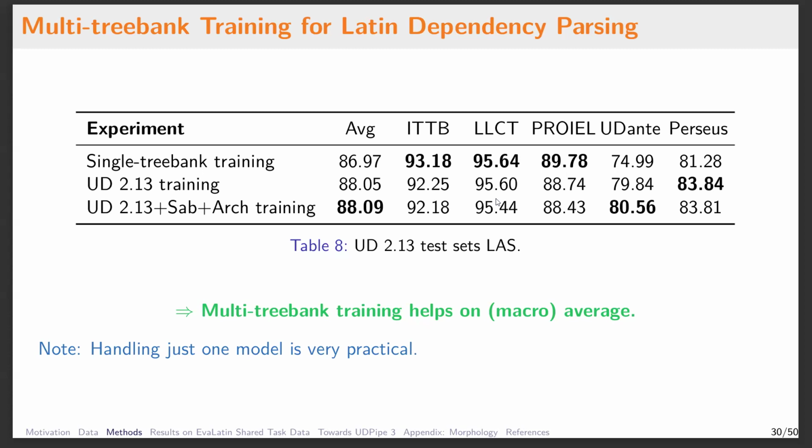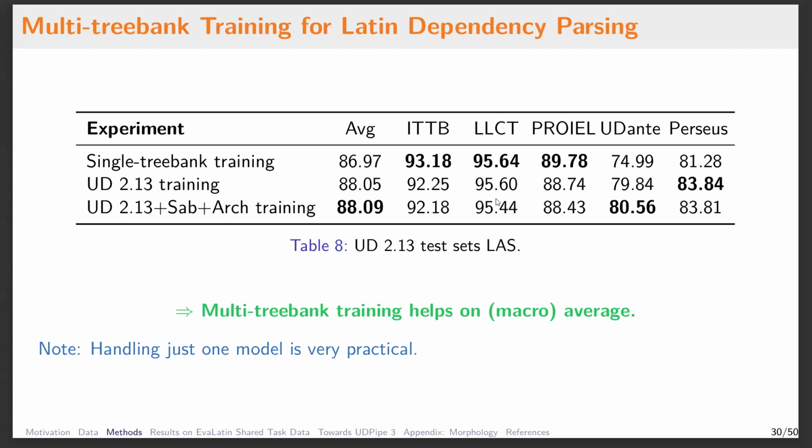And besides that, handling just one model is very practical, both for the shared task and for deployment, when you don't have to handle 131 models and maybe rotate them in memory. You can just have one model.